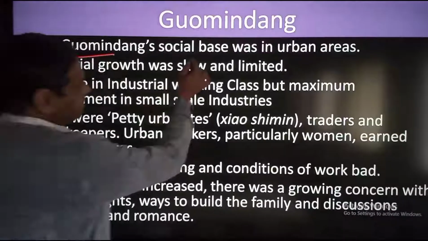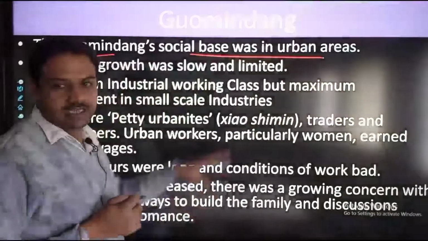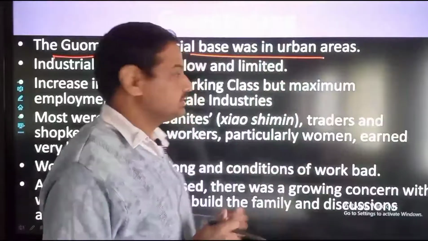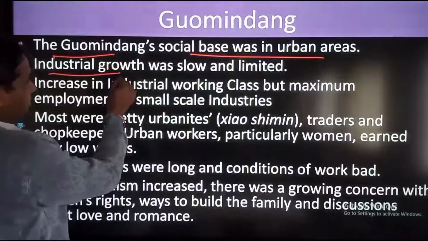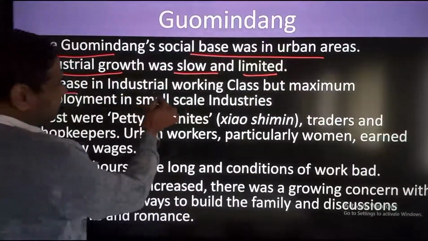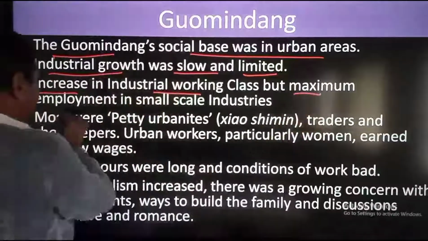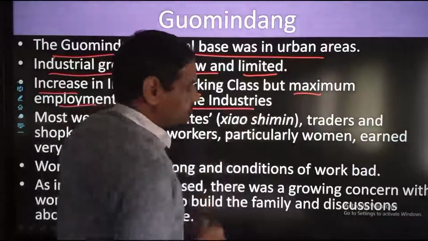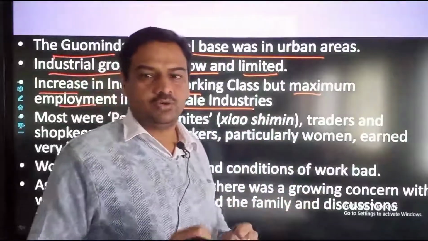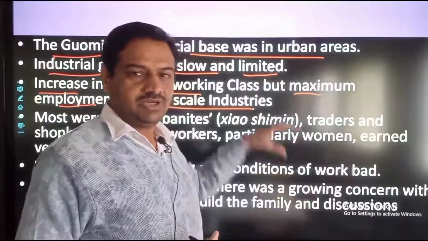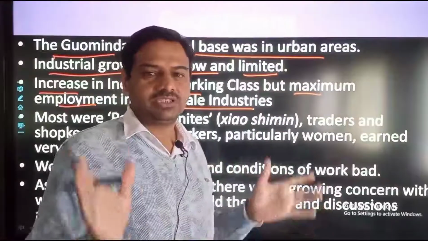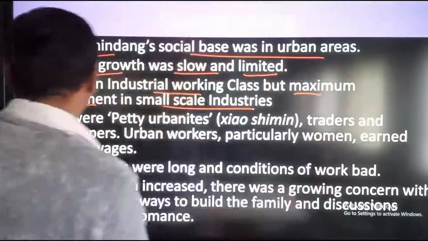The Guomindang's social base was in the urban areas. That was also a limitation of the Guomindang, that it could not win the support of the rural people. Industrial growth was very slow and very limited. There was an increase in the industrial working class, but maximum employment was in small sector industries. So there was some sort of modernization, but still the maximum workers engaged in the secondary sector were engaged only in small workshops and small factories. So large factories were missing from the Chinese land.